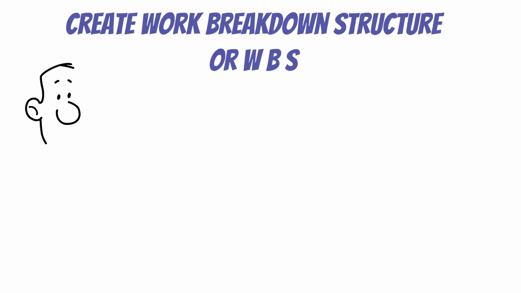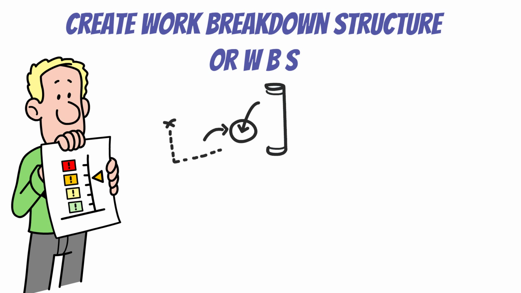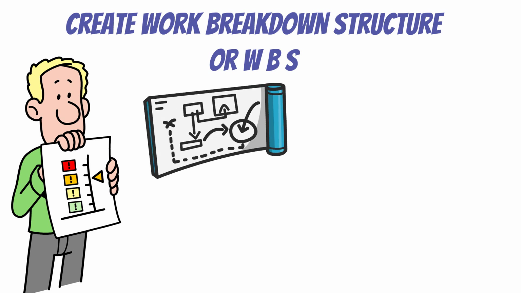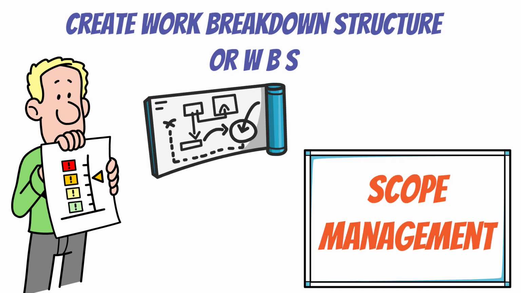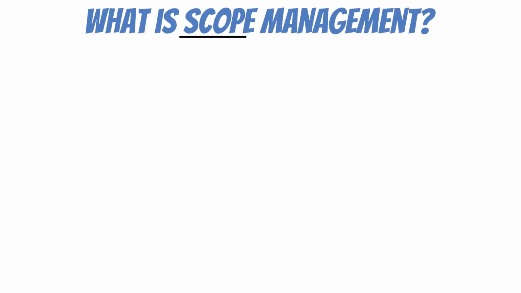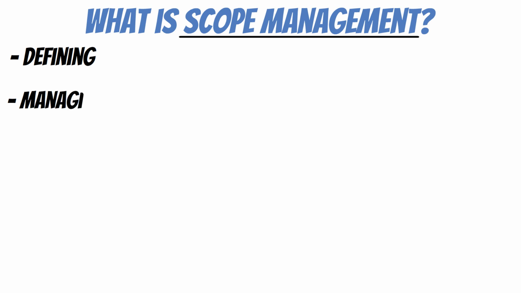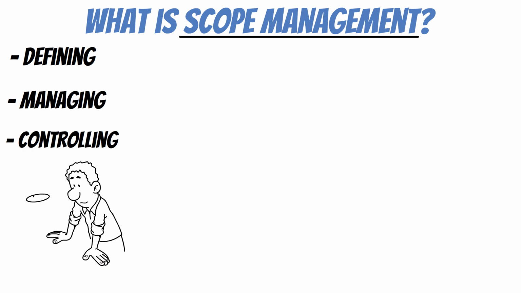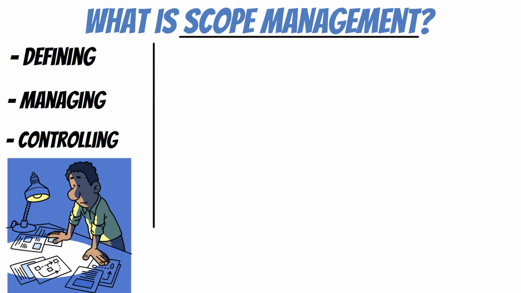Today we're getting into the Create Work Breakdown Structure, or WBS process, arguably one of the most important steps in project planning. Before we dig in, let's do a quick recap of scope management so we have the full picture. What is scope management? Scope management is all about defining, managing, and controlling what's included in your project, and just as importantly, what's not included.